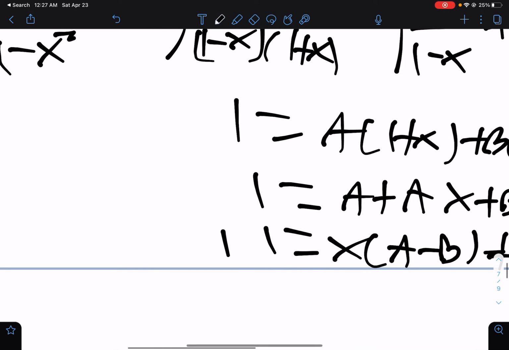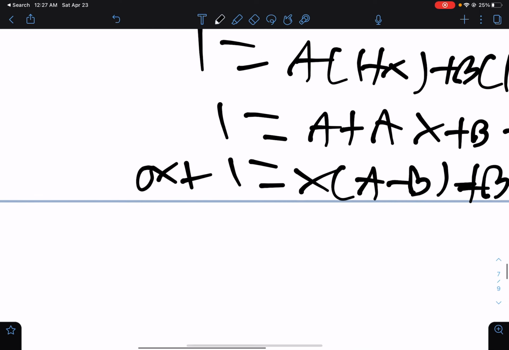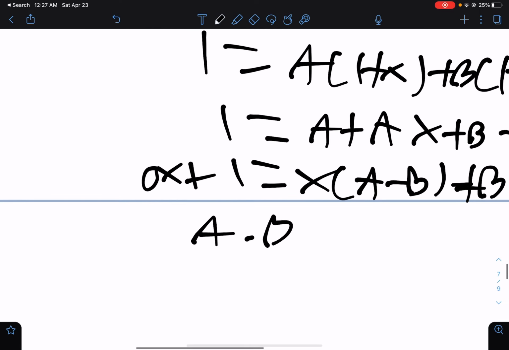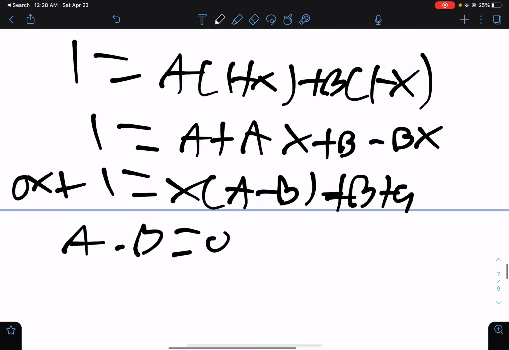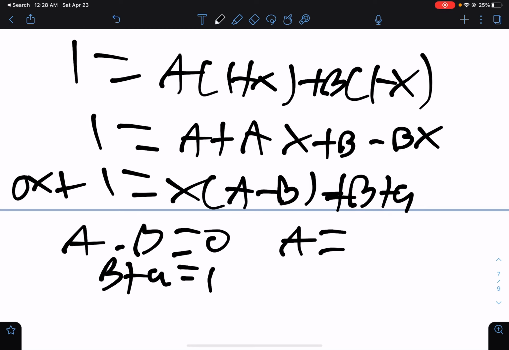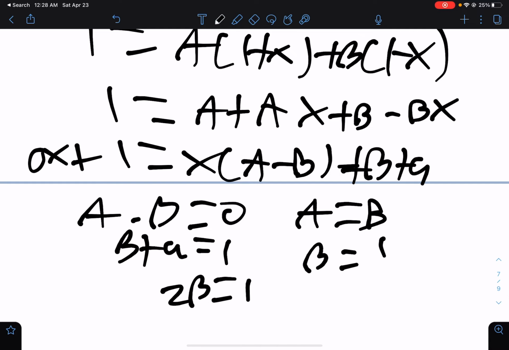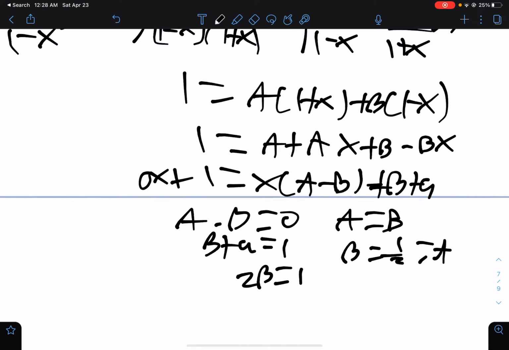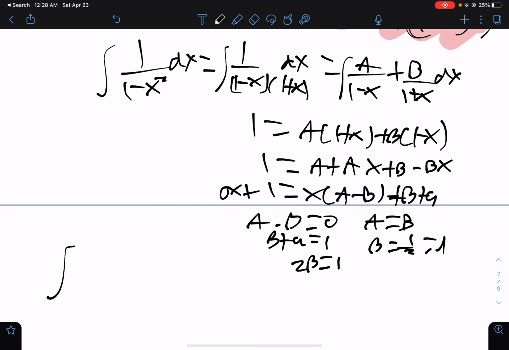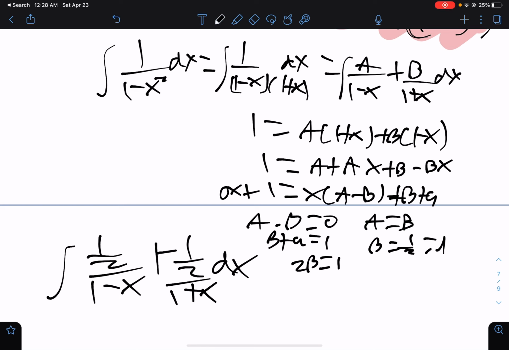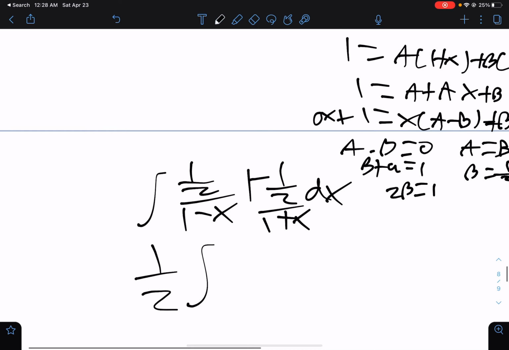And you could write this as 0x. So a minus b is 0, and b plus a is 1. So a is therefore b. If you substitute it in, you're going to get 2b is 1. So b is equal to 1/2, which is equal to a. So we're going to get the integral of 1/2 over 1 minus x plus 1/2 the integral of 1 over 1 plus x. I'm simply going to factor 1/2 out.